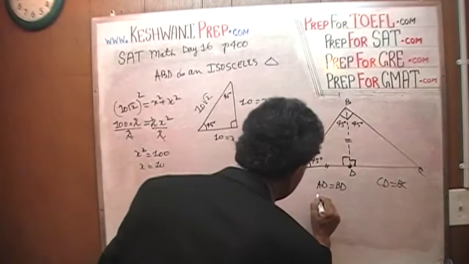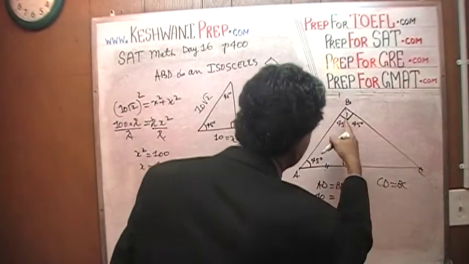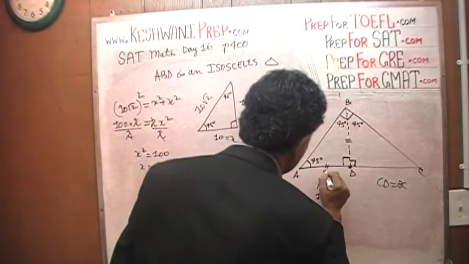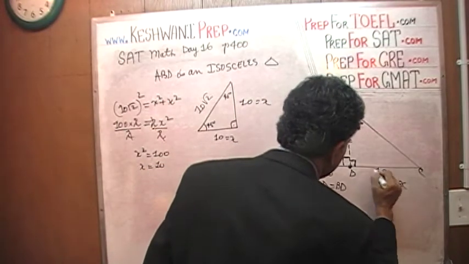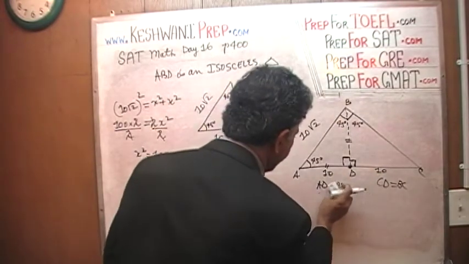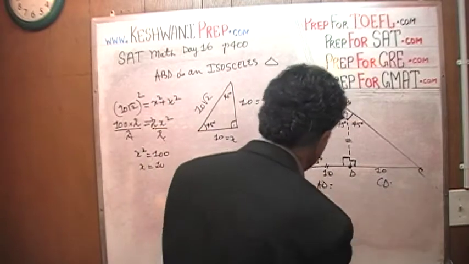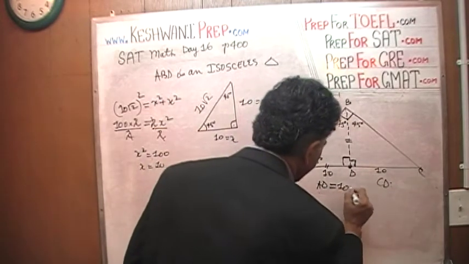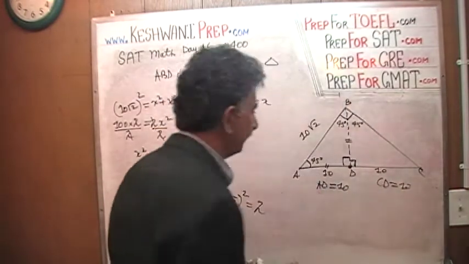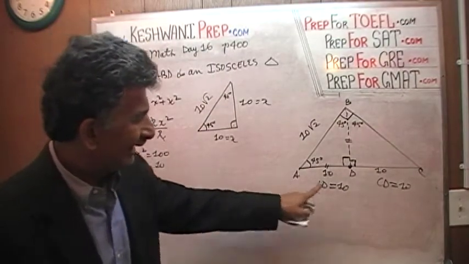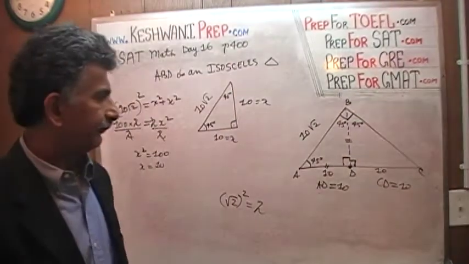So A to D is 10 and B to D is 10, but that's not what we're interested in. A to D is 10 and so is this guy right here, C to D. Let's make a note here. A to D is 10 and C to D is 10. That was the first step, which means this length A to C is 20. We are done with that.